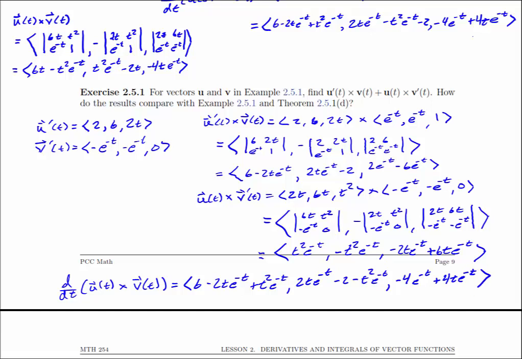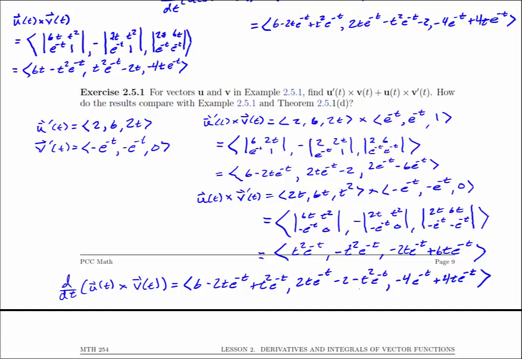And if we compare this to what we had above up here, then we do see that 6 minus 2t e to the negative t matches up, and plus t squared e to the negative t matches up. 2t e to the negative t here, minus t squared e to the negative t minus 2.